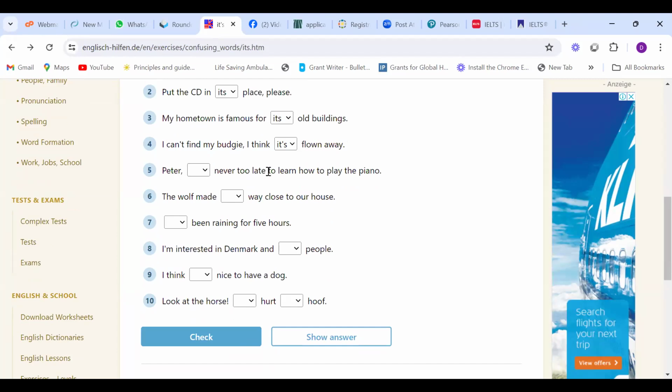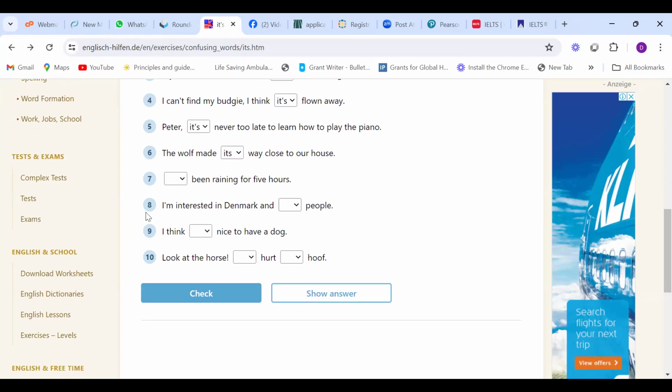Number 5, Peter, it's never too late to learn how to play the piano. Possessive? Peter, it is never too late. So the one with the apostrophe, so it's non-possessive, right? Yes. Number 6, the wolf made its way close to our house. Possessive or not? Possessive. Its way, so the one without the apostrophe.